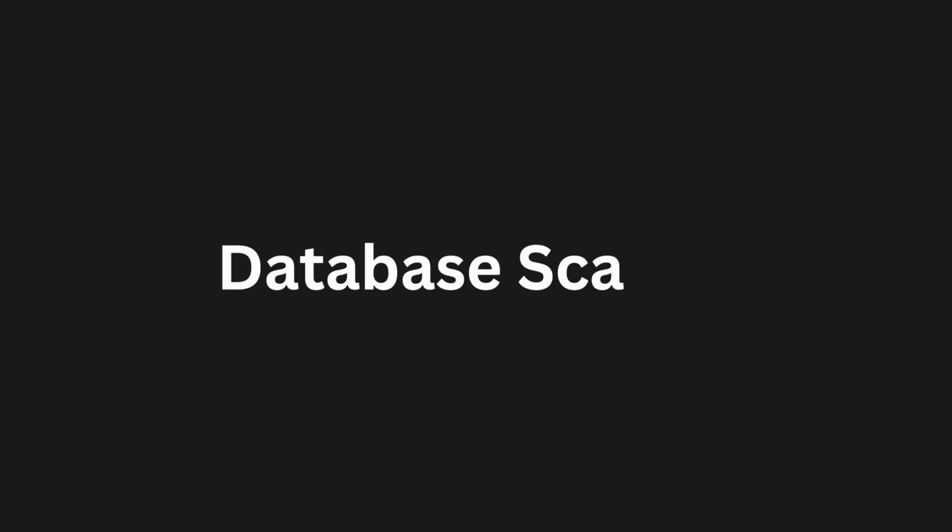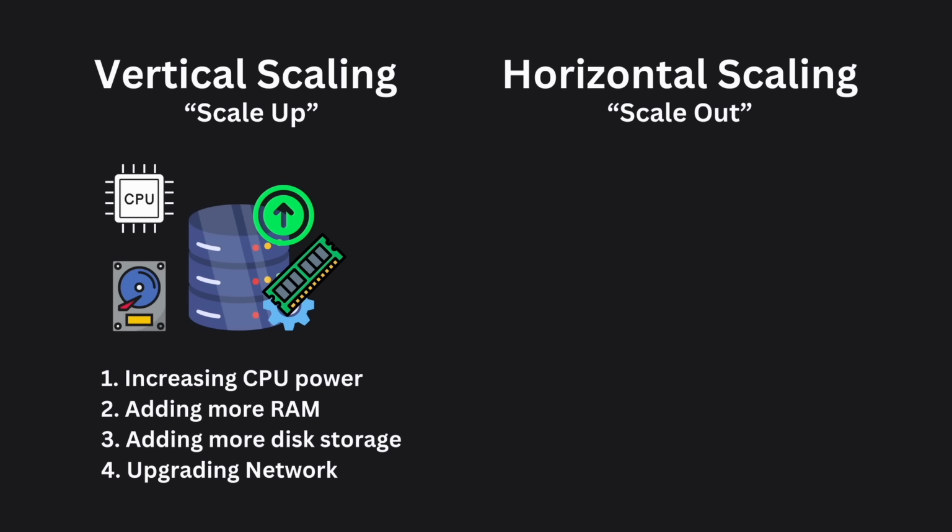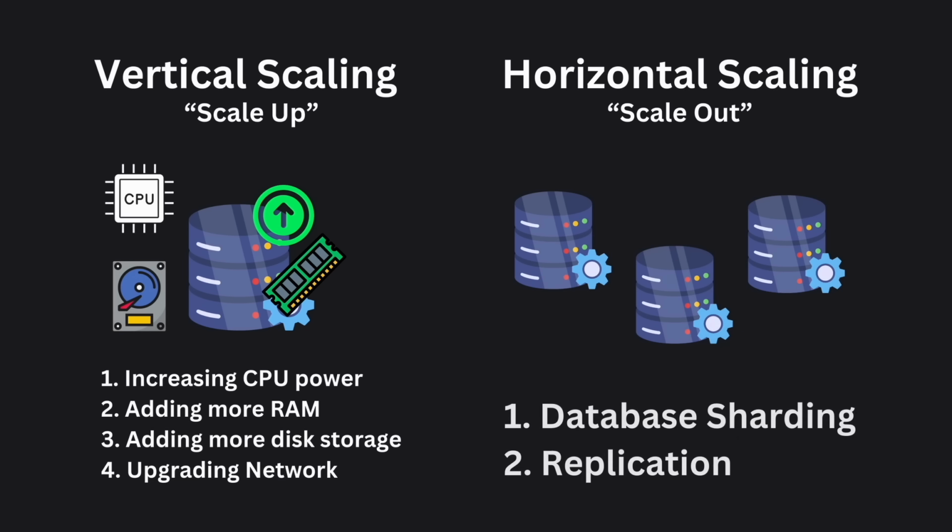Now let's see how we can scale databases. The first option is vertical scaling or scale up. In vertical scaling, you improve the performance of your database by enhancing the capabilities of the individual server where the data is running. This could involve increasing CPU power, adding more RAM, adding faster or more disk storage, or upgrading the network. But there is a maximum limit to the resources you can add to a single machine, and because of that, it's very limited. The next option is horizontal scaling or scale out, which involves adding more machines to the existing pool of resources rather than upgrading a single unit.